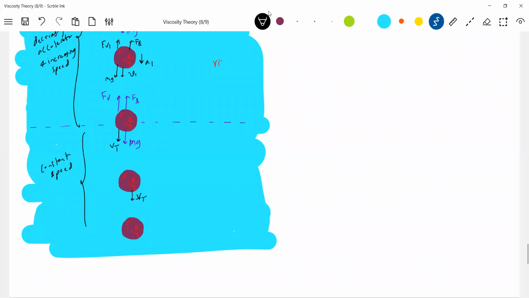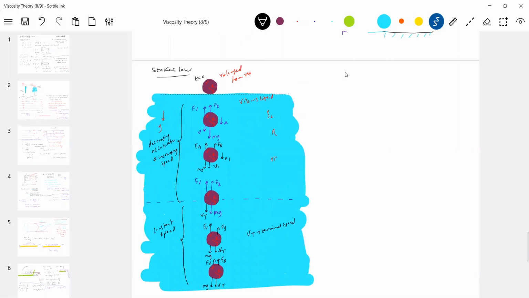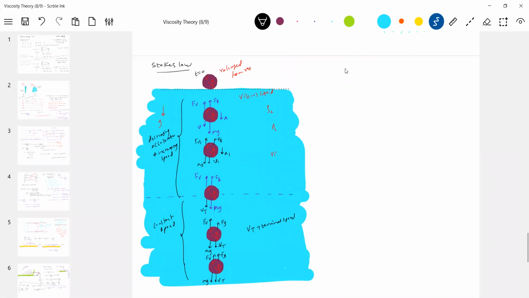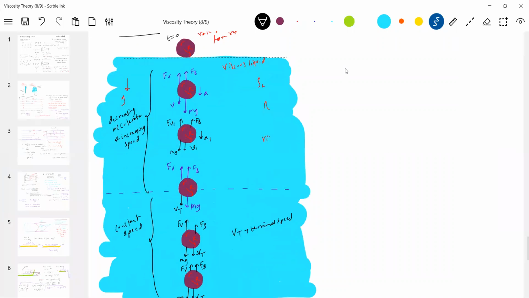I'll show it like this. Don't think that no forces are acting. All the forces are acting, but the net force will be 0, and it will continue with its uniform velocity motion, constant speed. This Vt is called the terminal speed. This is the overall motion. I'll show the complete thing. All of you are able to see this? I think this will be sufficient.